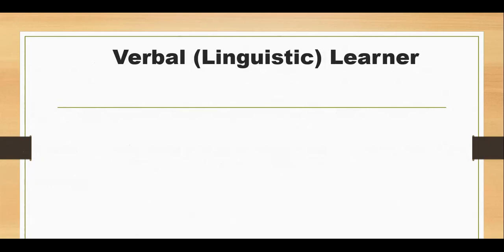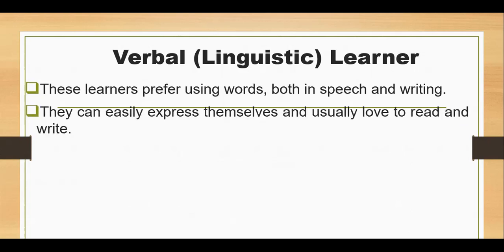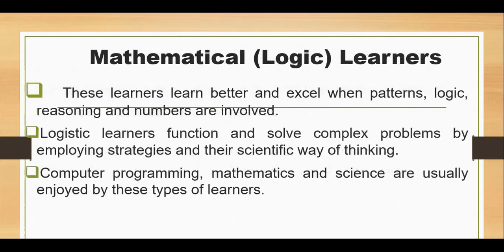Visual learners. These are linguistic learners. They prefer using words both in speech and in writing, especially language. They can easily express themselves and usually love to read and write. Verbal learners tend to have a vast vocabulary and excel in activities that involve speaking, debating, and journalism.